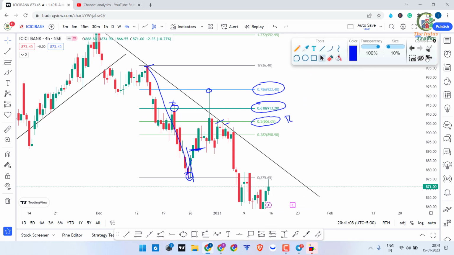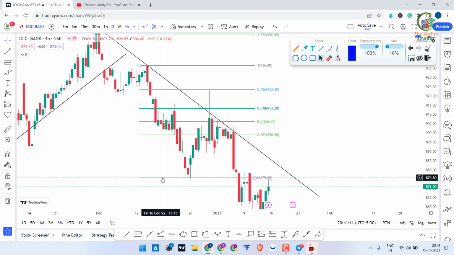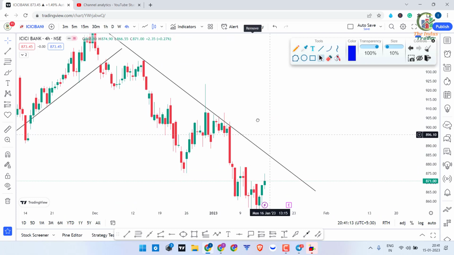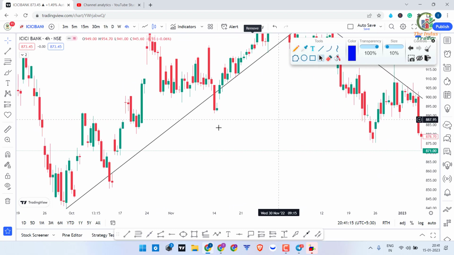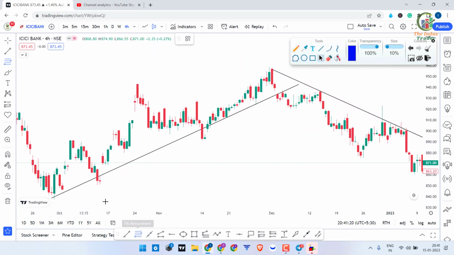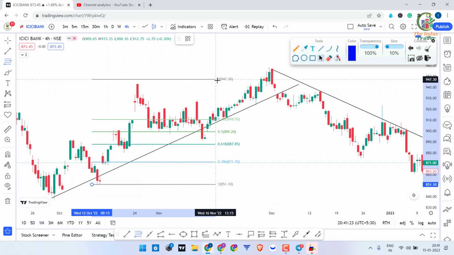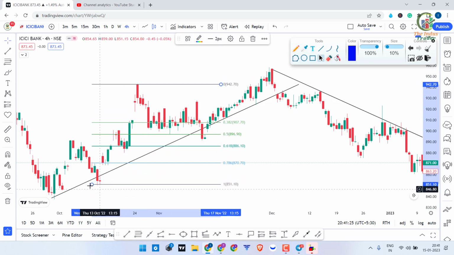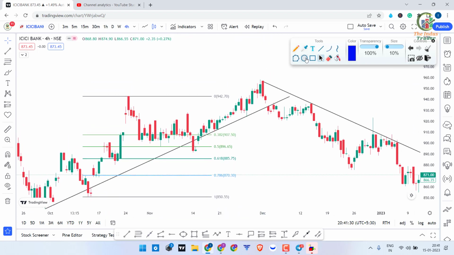So this is how you can draw Fibonacci retracement. Let me also show you one more example. Any swing I will show you. So here let's take all recent examples. Yes, you can see here after making this particular swing high, the price is making higher highs and higher lows, which is an uptrend.